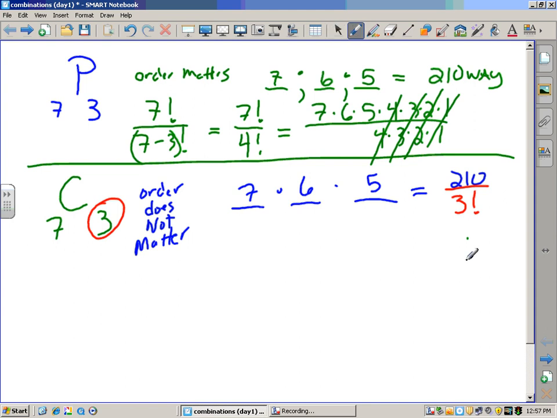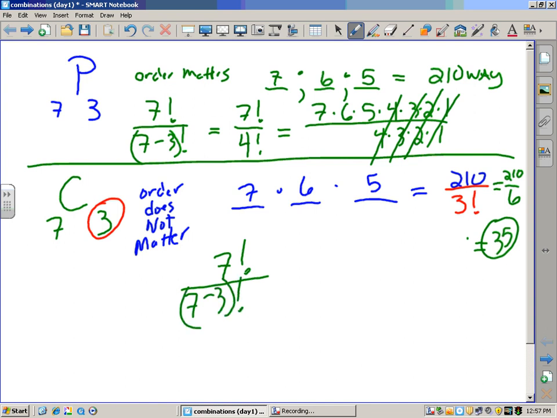All right, so we have 210 divided by 6, which gives us 35. Yeah, 35 ways to pick if order does not matter. How do you do that with a combination? 7 factorial over 7 minus 3 factorial, and then you have that 3 factorial in there. So it's the same thing as I had right up here: 7 factorial over 4 factorial. I get that same thing I did right here, but then I have a 3 factorial in there. That's still going to give me 35.